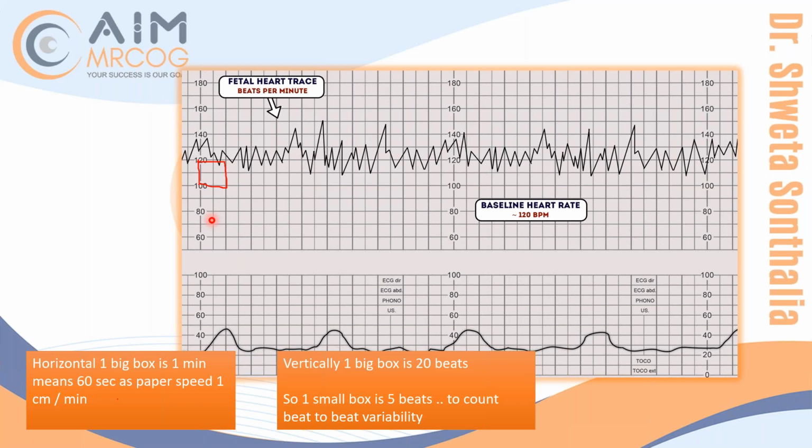Because variability can be from 5 to 25. So don't think that always the big ones are acceleration. It could be simple big variability. So variability could go from 5 to 25. So if you see here, this is the baseline. The variability, if you see from here till here, is quite big. So that's why you have to understand how to calculate things.